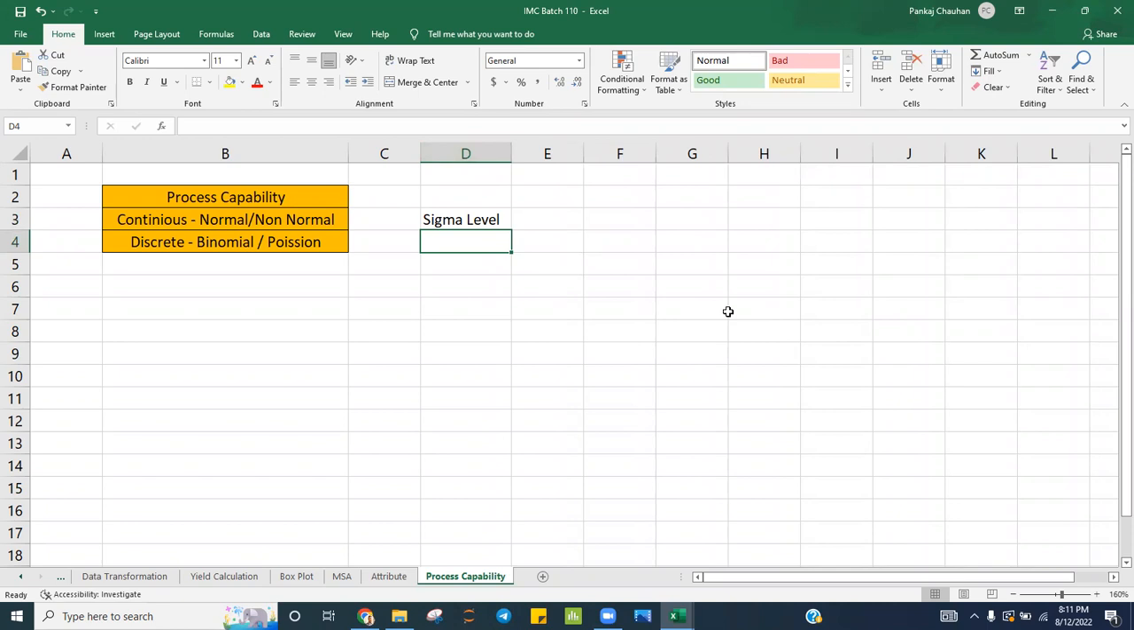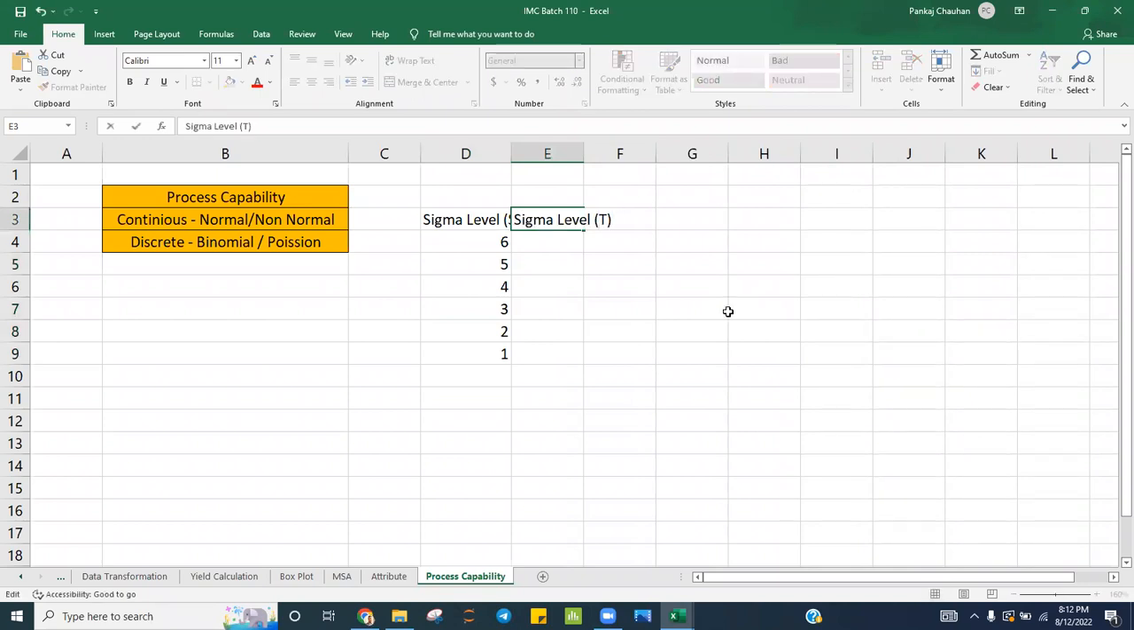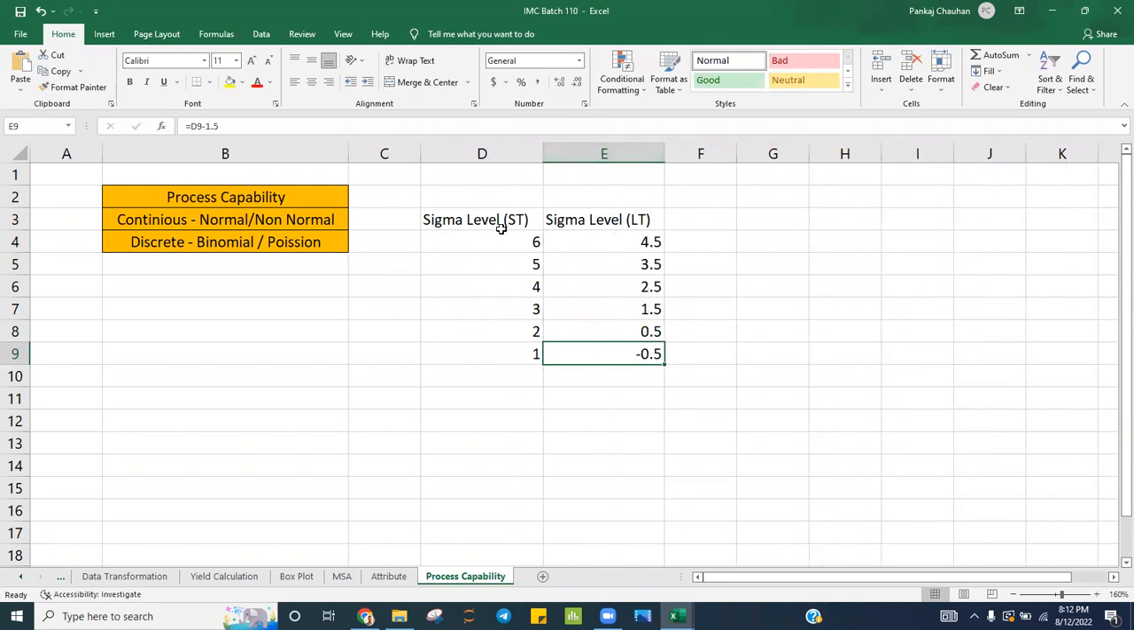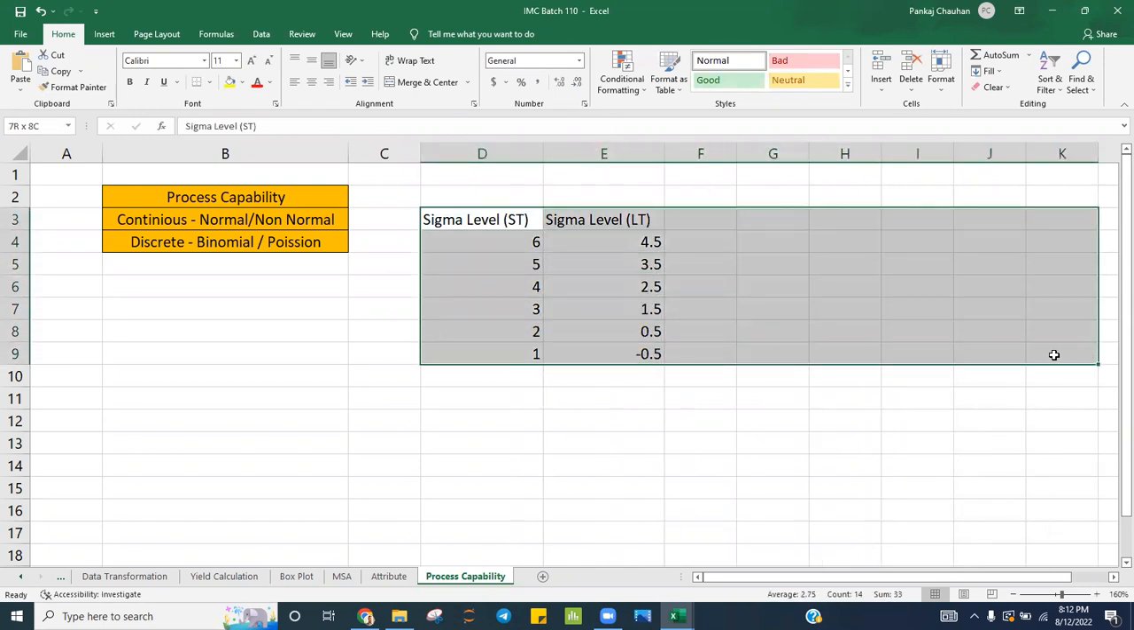If you say the sigma level of your process is, let's say, 6, 5, 4, 3, 2, 1, is this long term or short term? Short term. So long term sigma will be how much? Minus 1.5. So this is one capability, as in sigma level, how well your process is doing. That we understand by this.